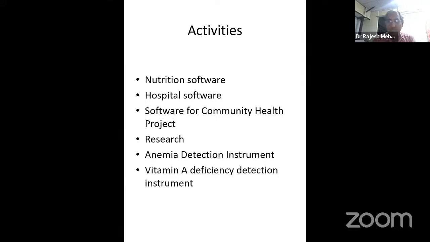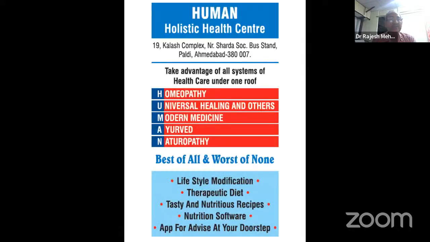All of you, I'm very sure that none of you have undergone vitamin A deficit detection, because it needs a blood sample plus 5,000 rupees. While with our instrument, without taking blood, the result comes within 5 minutes. This is the concept of human, best of all and worst of none. And if you want to know your lifestyle score, I can send you the form. If you fill that 60 questions, you will get your lifestyle score, 30 marks out of 100, 50 marks out of 100, like this.